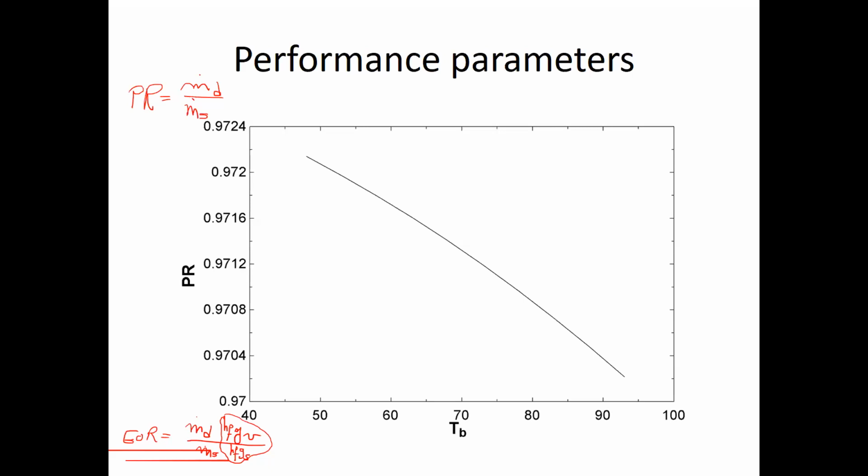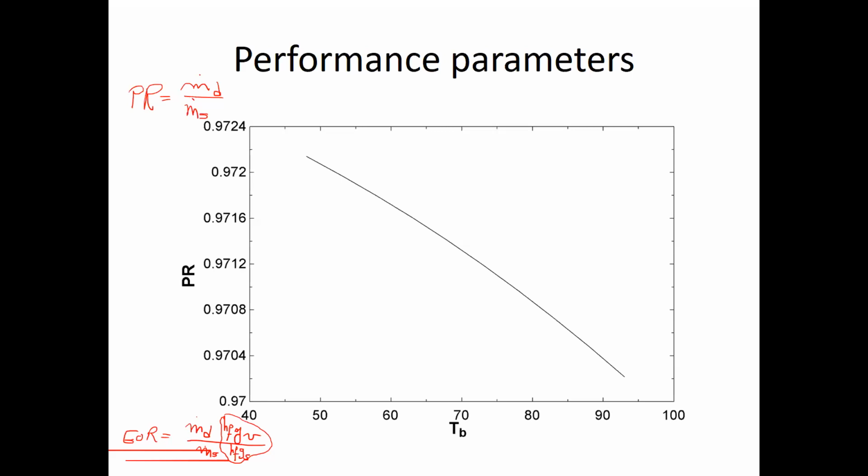Look at the y-axis. What is the lowest value? 0.97. What's the highest value? 0.9724. Is that significant? No, it's not. So changing the TB does not significantly change the PR. Now the point here is, why is it decreasing?